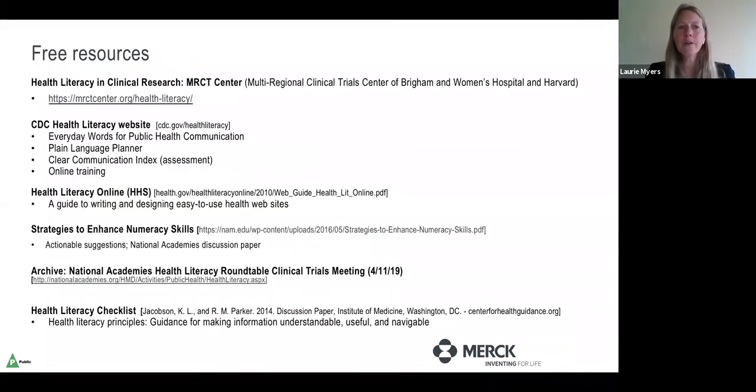So where can you go if you want to learn more? There's a couple of places, all of which are free. I mentioned the MRCT Center earlier. We had the privilege of co-chairing a working group on health literacy and clinical research. This had pharma, patient advocacy, academic researchers, and others. If you go to mrctcenter.org/health-literacy, you can see case studies, and slide decks to help you make the case for health literacy in your own organizations and other things.